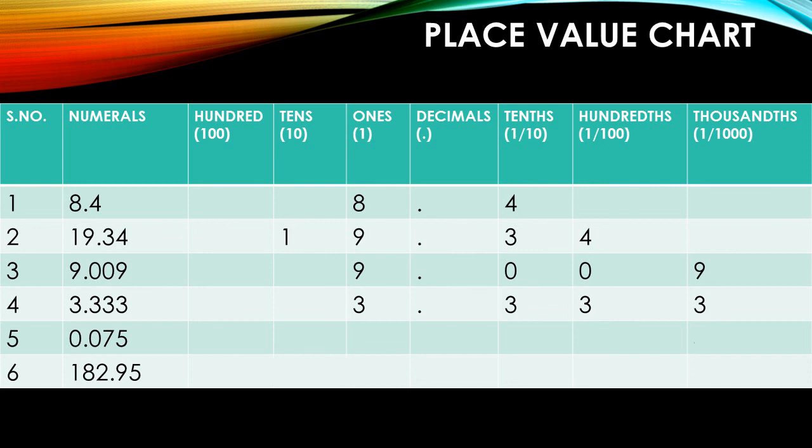0.075. See, in this question, the whole number is 0. So write down 0 in ones place. Then write down the decimal in the decimal column. Then again write down 0 in tenths place. Then write 7 in hundredths place. And then write down 5 in thousandths place. Question number 6. 182.95. First, write down 2 in ones place, then 8 in tens place and 1 in hundreds place. Then write down the decimal in the decimal column. Then write down 9 in tenths place and 5 in hundredths place.